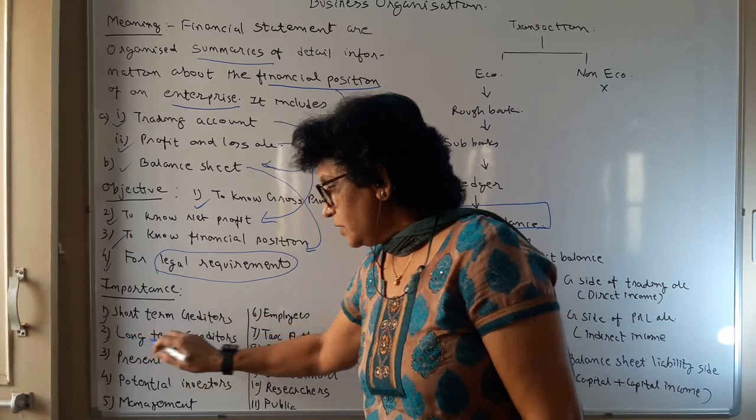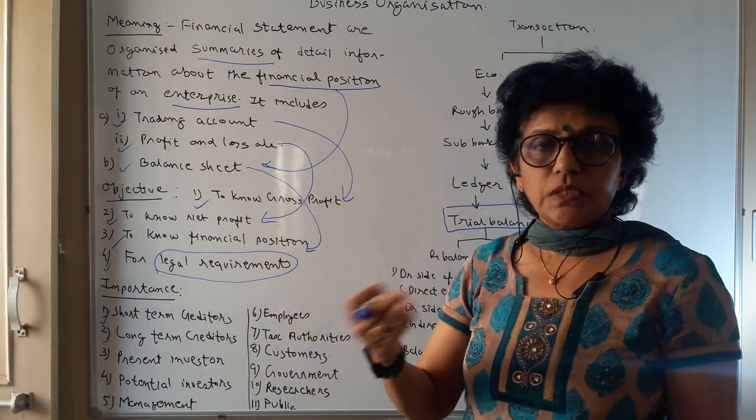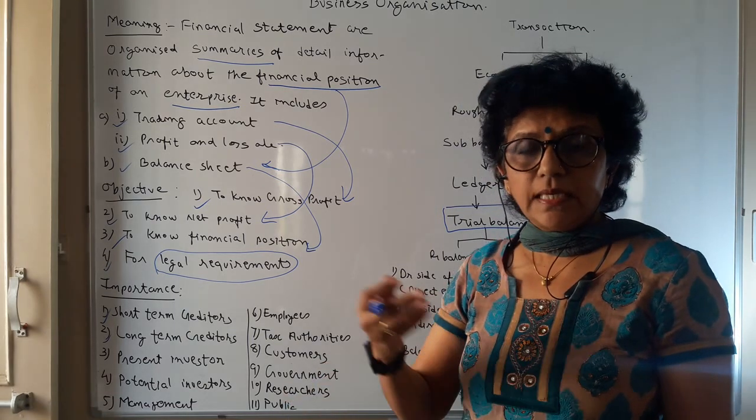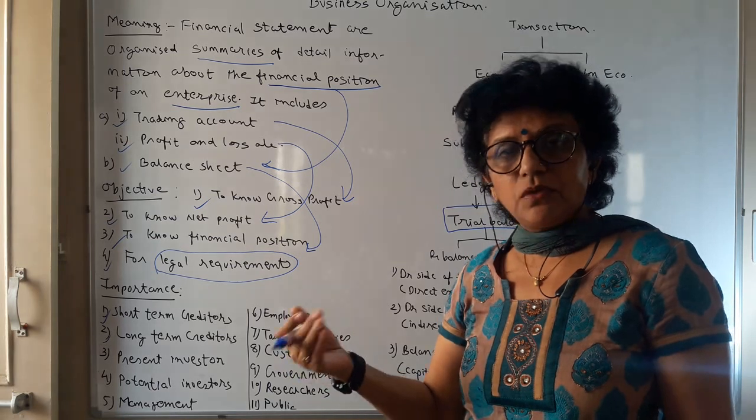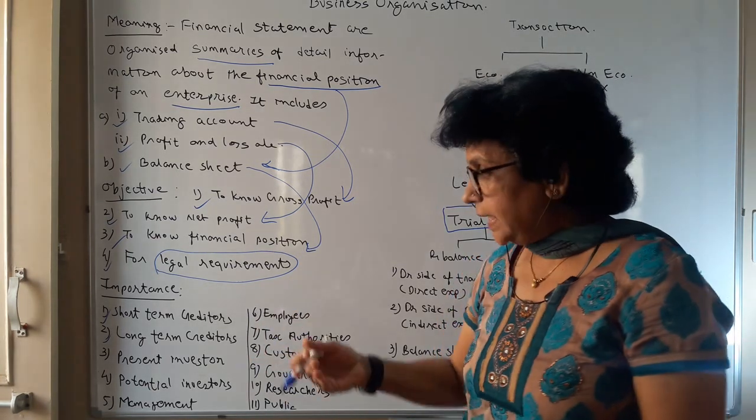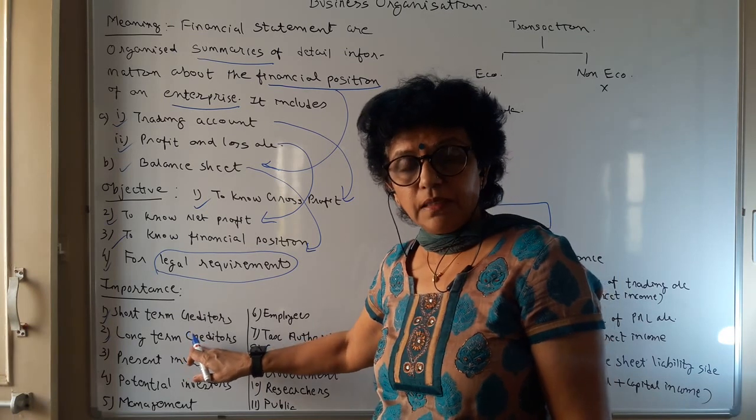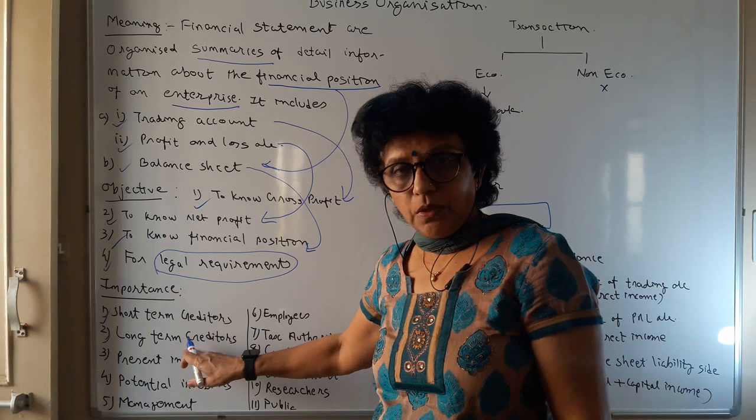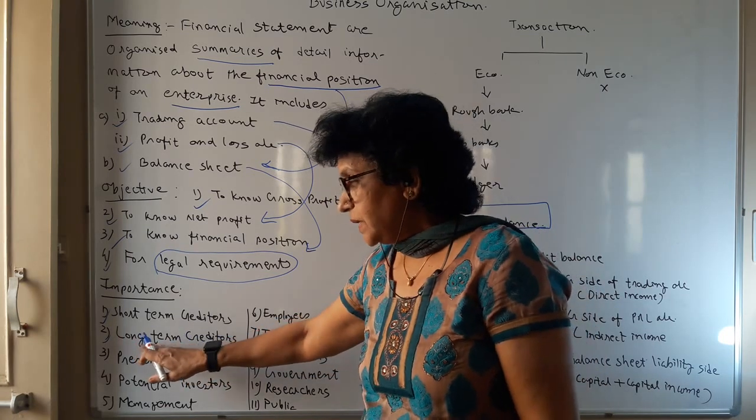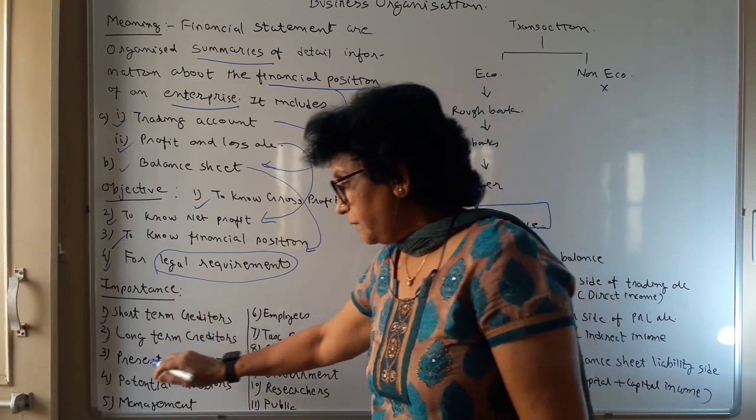The second is long-term creditors. You take loans from financial institutions, you take loans from banks, you take loans from other financial institutions like the mutual funds and all. So they also go through your profit capacity, profit earning abilities, and they see your project report, and based on that they decide whether to finance or not. So they are interested in your books of account.